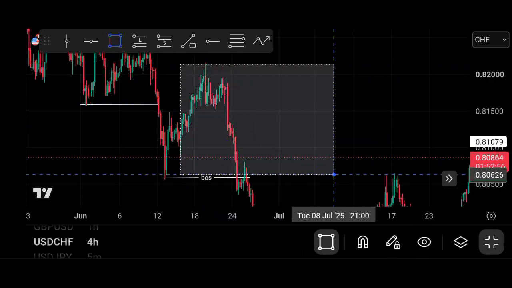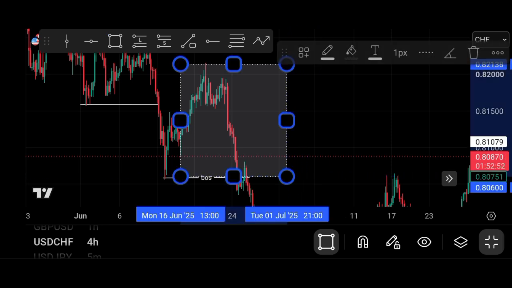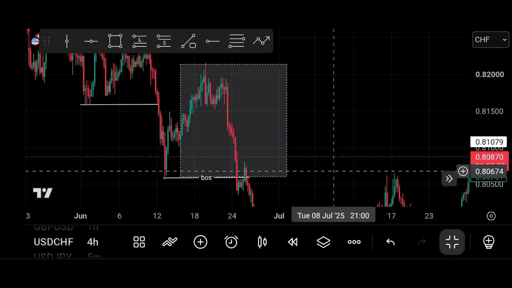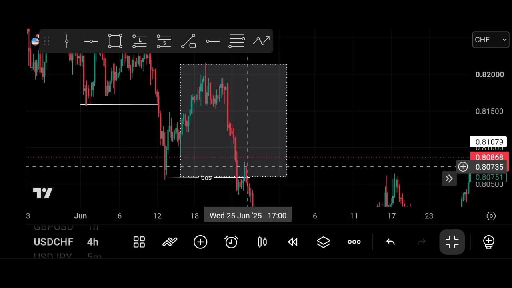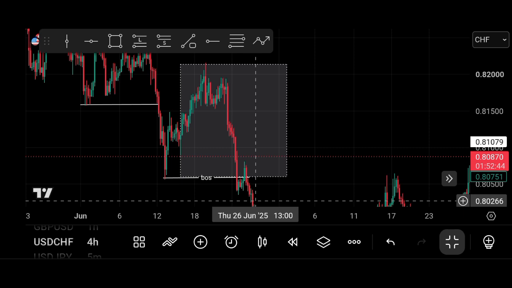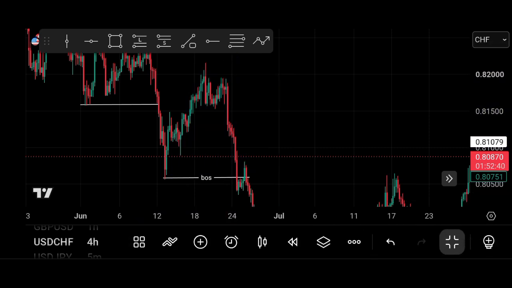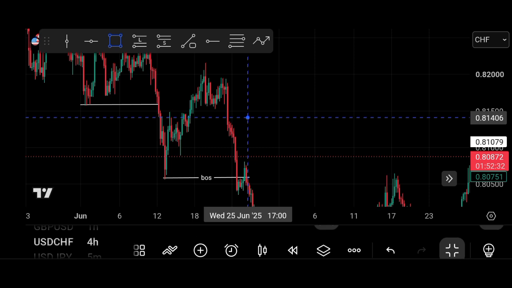Is this zone completely identified? Yes. What are we looking for next? The price to go slightly into our zone, which is this area here, and then form lower lows. All right, what next? After identifying your break of structure to the downside, you find your topmost green bullish candle and draw a zone from there.